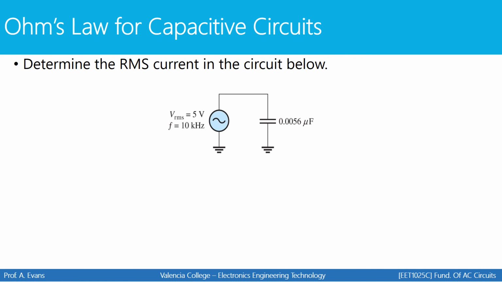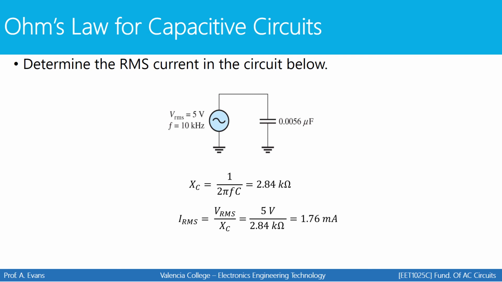Next, we're going to determine the RMS current in the circuit below. Notice you have an RMS voltage given, a frequency of 10 kilohertz, and you have a capacitor. We're going to start by finding the capacitive reactance, which is 1 over 2 pi fc. Plug in your frequency and your capacitance level, and you'll get 2.84 kiloohms.